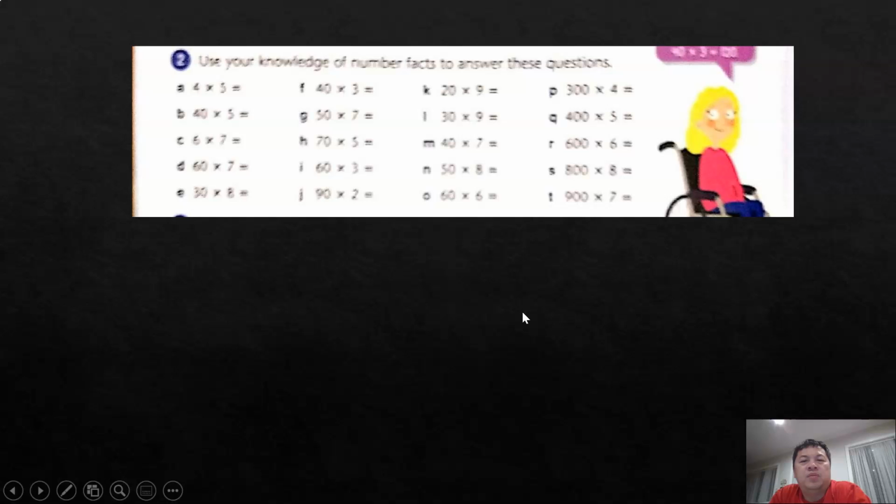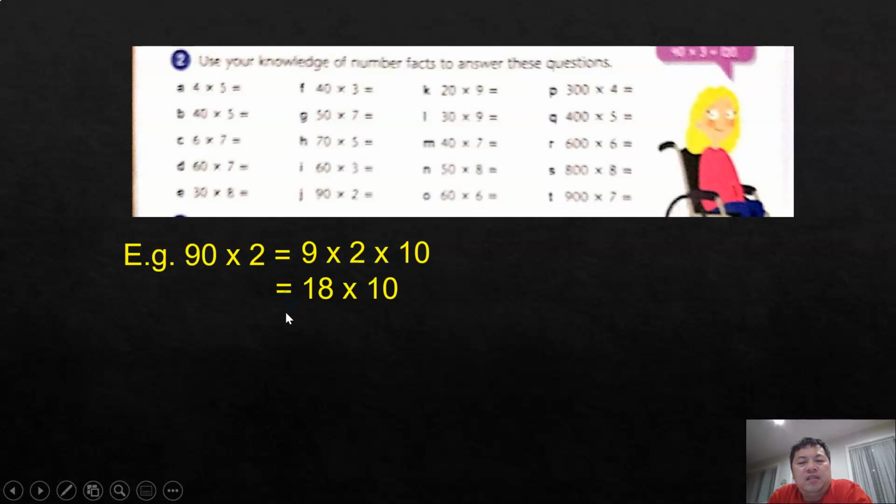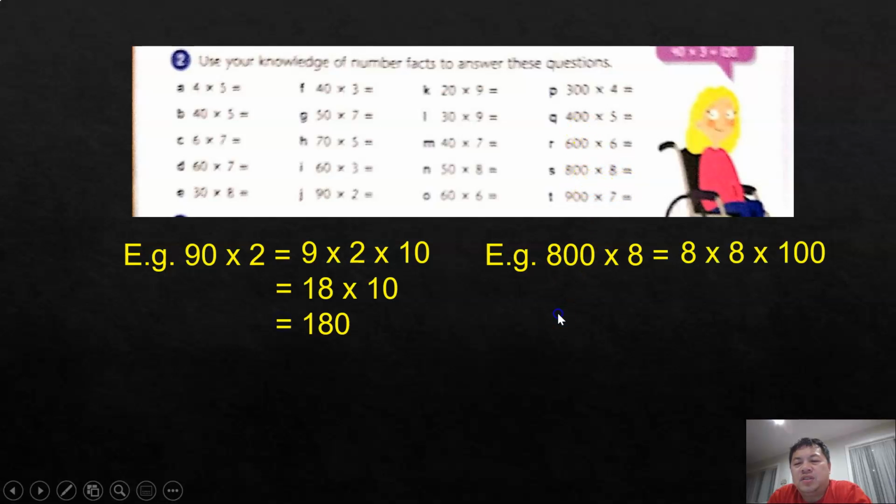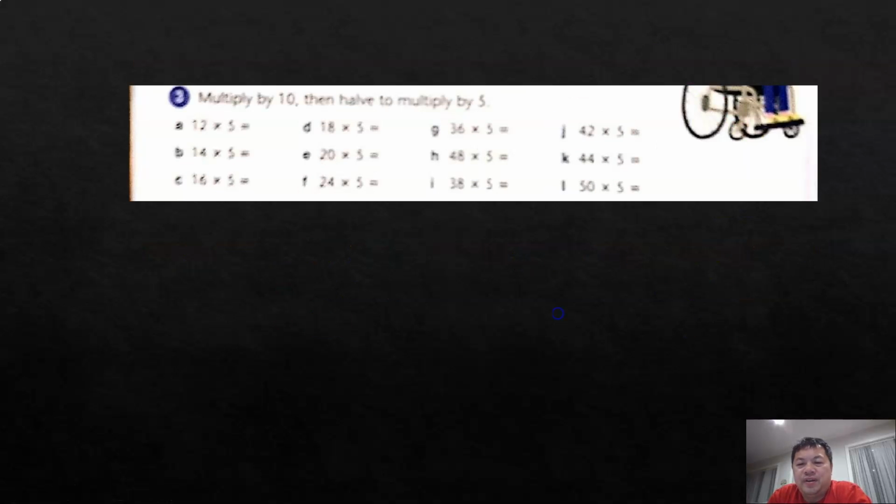Okay, next one, when you are looking at multiplication, I'm using an example like 90 times 2. You can simply use 9 times 2 times 10, isn't it? Which is 18 times 10, which is 180. And then using another example, let's say 800 times 8, which is 8 times 8 times 100, which is 64 times 100. And the answer is 6,400.